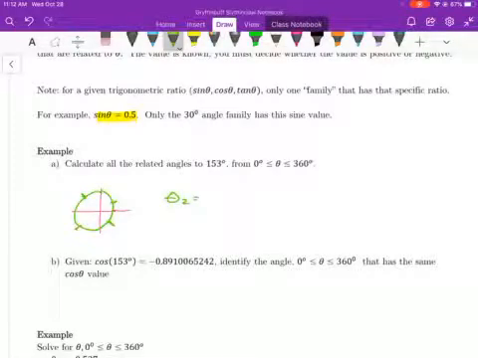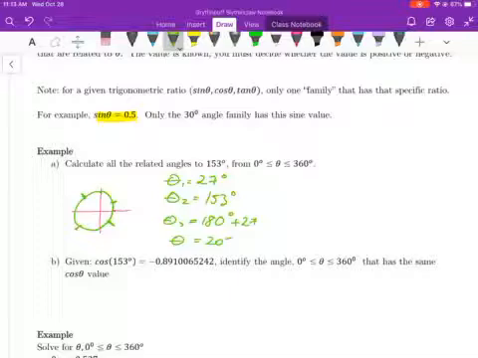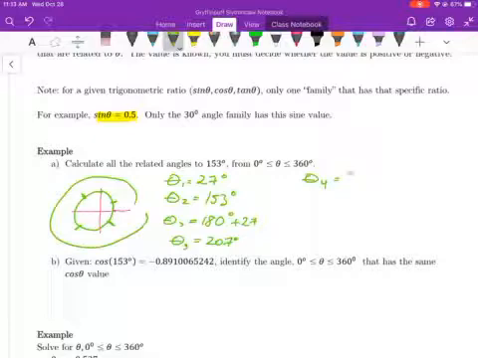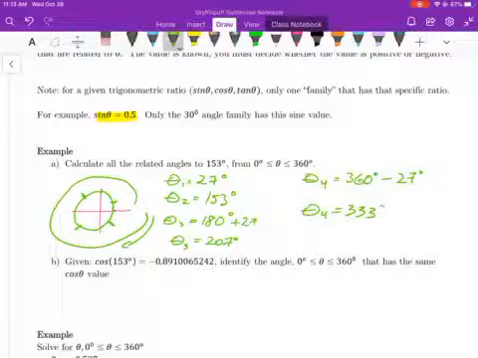Well, we are 27 degrees away from the closest x-axis. So if I know that I'm 27 degrees away from the closest x-axis, the quadrant 3 solution would be 180 degrees plus 27, which would yield 207 degrees. And that would be my theta 3 solution. My theta 4 related angle is going to be all the way around, 360, that's the closest x-axis, minus, then I need to back it up 27 degrees. So my theta 4 related angle is going to be 333 degrees.